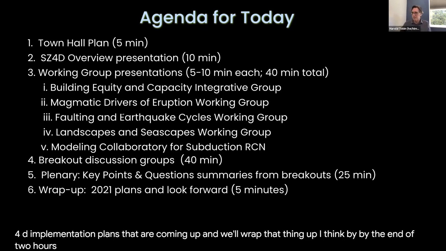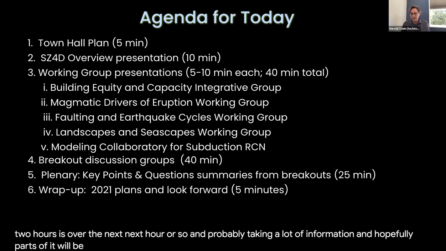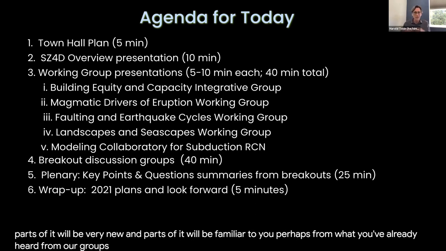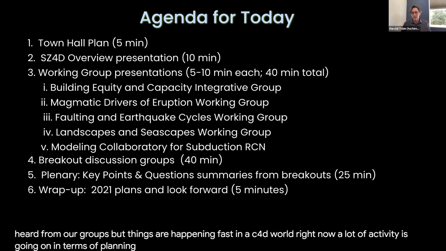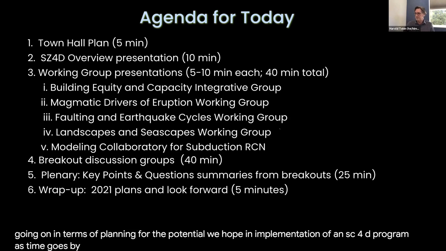You'll hear from a lot of different presenters over the next hour or so, and probably take in a lot of information. Hopefully parts of it will be very new, and parts of it will be familiar to you from what you've already heard from our groups, but things are happening fast in SZ4D world right now. A lot of activity is going on in terms of planning for the potential, we hope, implementation of an SZ4D program as time goes by.